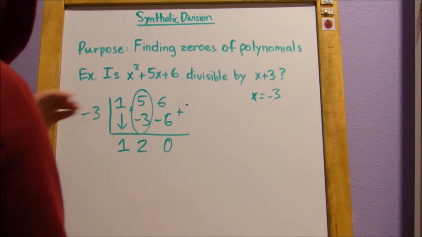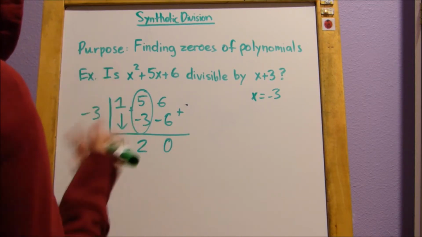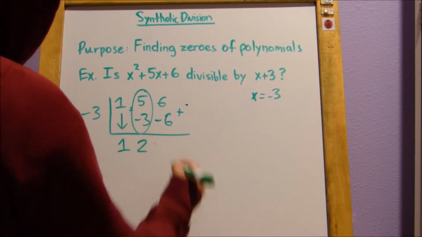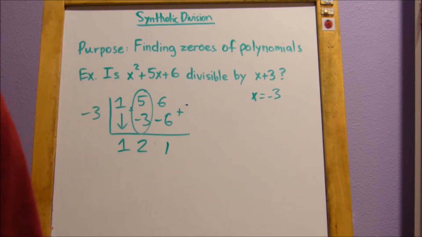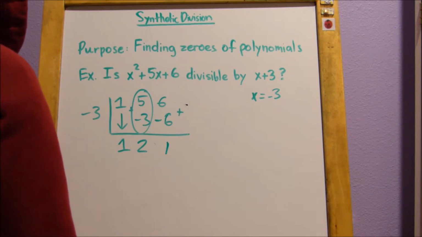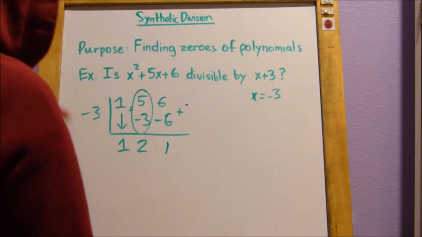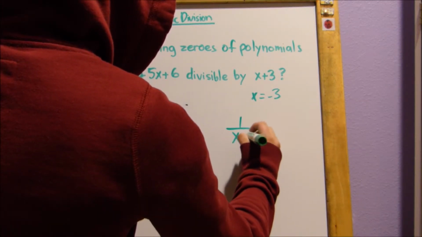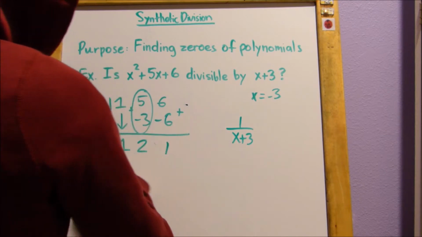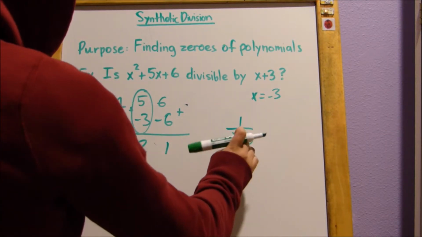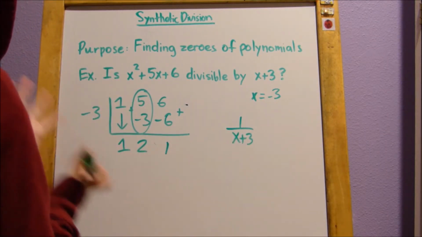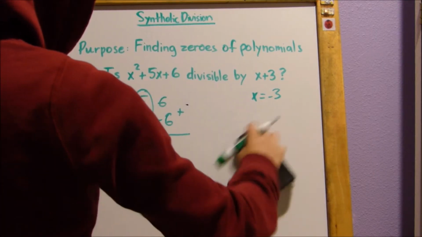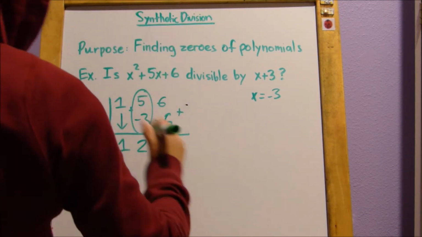How do we know that? So this number represents the remainder. So suppose our remainder wasn't 0. Suppose our remainder was 1. If our remainder isn't 0, we can't say it's divisible by this function. Because if there's a remainder, we would have to write it as 1 over x plus 3, plus this stuff, which I'll get to later. That means it doesn't divide equally. And what we're looking for here is that it divides equally, right? Let's change this back to 0.